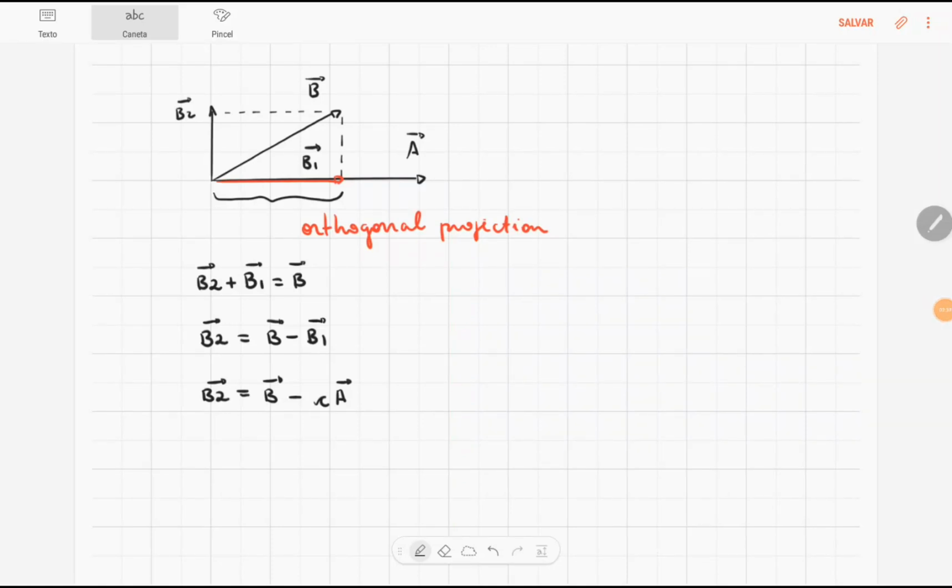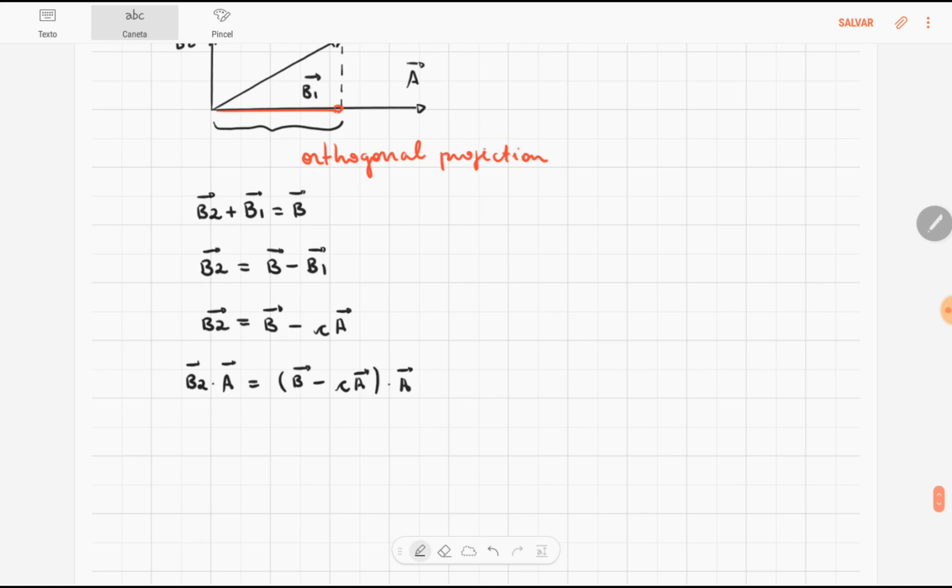Now let's multiply both sides of the equation by vector A. It's gonna be a dot product with vector A. So we may write B2 times vector A, or dot product between B2 and A, and on the right side we're gonna have B minus C times A dot vector A. But we know that vectors B2 and A are orthogonal. So the dot product between these two vectors is equal to 0.